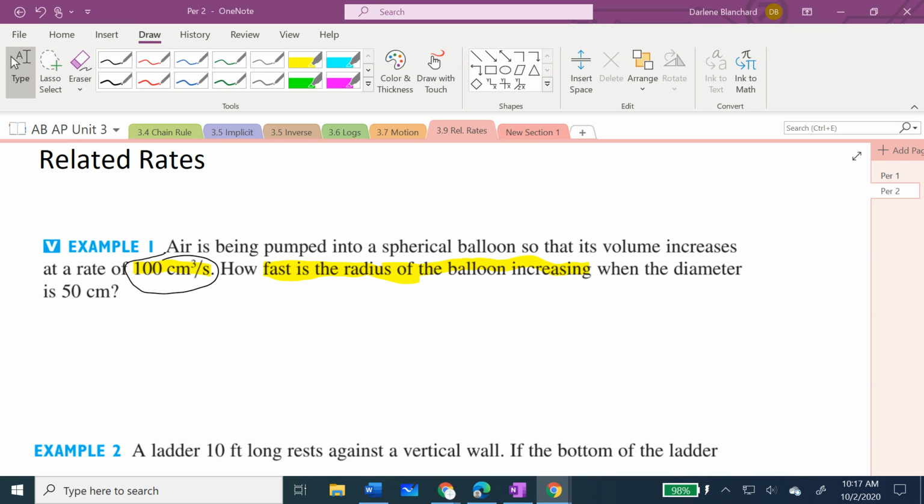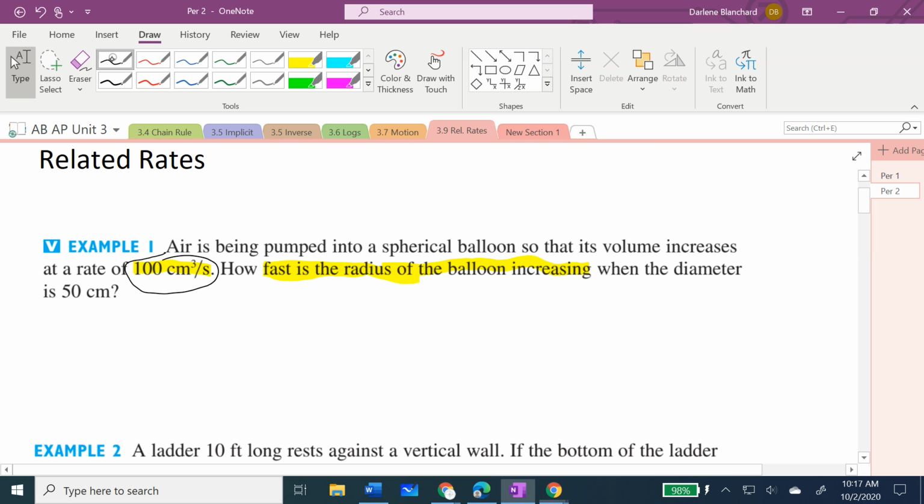So real quick, related rates. First thing you're looking for is rates of change with respect to time. We can tell this is with respect to time because of the "per second." We are asked how fast is the radius of the balloon increasing while air is being pumped in. That implies some time change going on.